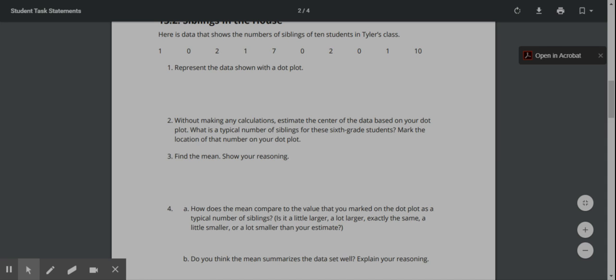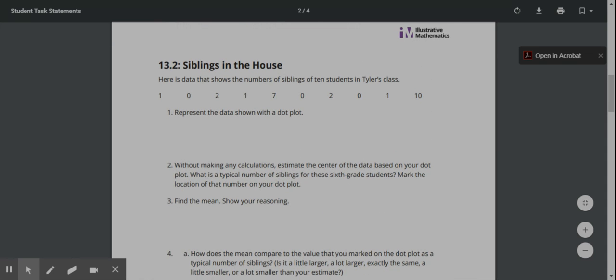Okay, we're back and we're looking at the second part, which is siblings in the house. They give us 10 students in Tyler's class, and they want us to make a dot plot showing how many siblings each person had. We're going to find out what the typical student would be, as how many siblings they had. And then they also talk about the mean, so the average, and find out, is it better to use the average or mean or the typical? What describes the data better?